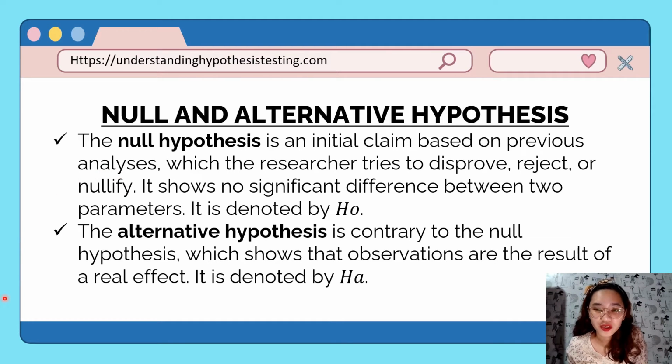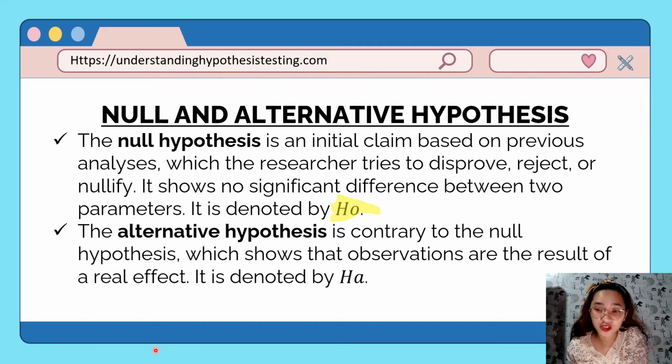So, let's begin with this first key term or concept. We have the null and alternative hypothesis. The null hypothesis is our initial claim based on previous analysis. So, kung meron na tayong mga previous data or previous study, yun yung magsisilbi nating initial claim. At yun po ay yung ating magsisilbing null hypothesis. So, ito yung gusto nating i-disprove, i-reject, or i-nullify. And this null hypothesis shows no significant difference between two parameters. It is denoted by H sub O.